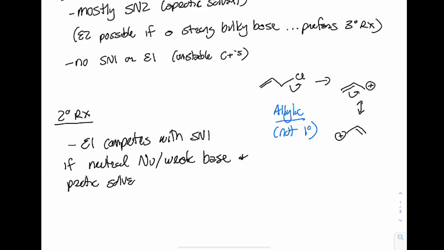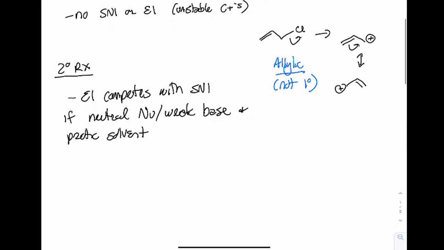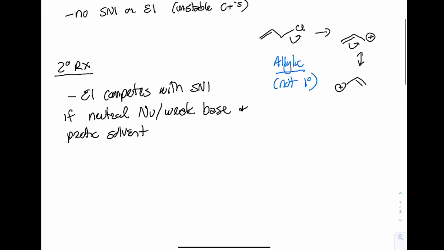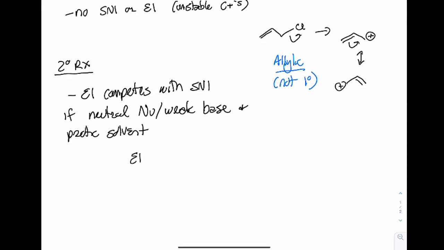I don't always give us the solvent. If I don't, it's because I don't think we need it. If I think you need the solvent to determine the answer, I will. So just be careful with those. Often we're going to get both E1 and SN1. If I have a neutral nucleophile or a weak base, something like an alcohol or water, and then a protic solvent, something like alcohol or water, I can favor E1 if there's heat. So E1 is favored when heat is added.